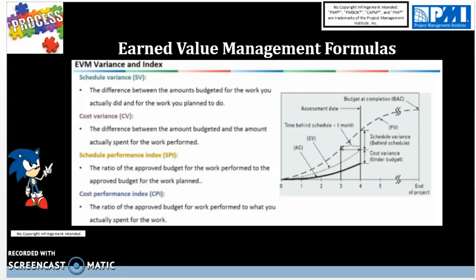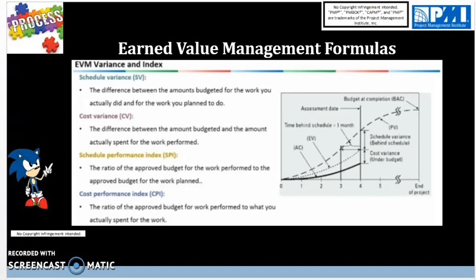Then you have cost variance, which is the difference between the amount budgeted and the amount actually spent for the work performed. The cost variance formula is earned value minus actual cost. And negative cost variance means that you're over budget, you're burning too much. Positive cost variance means you're under the budget, so that's good.